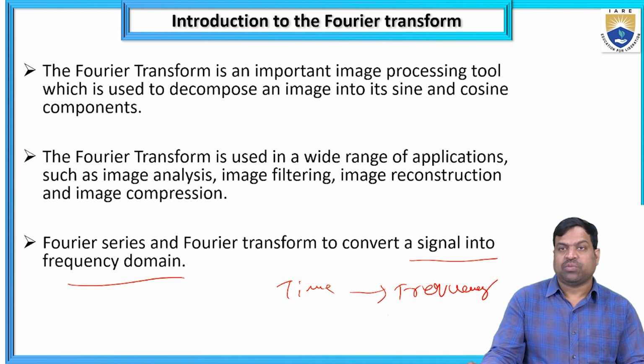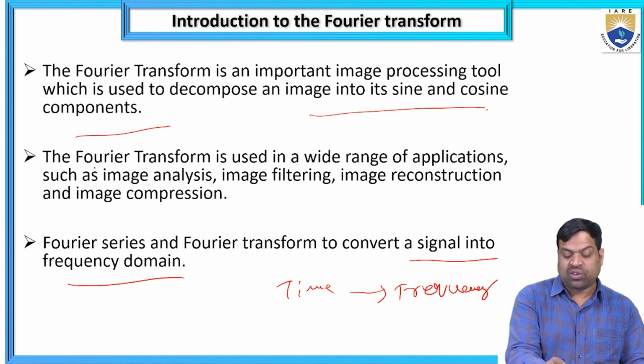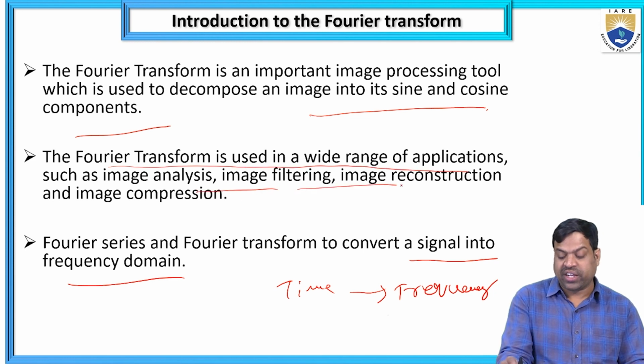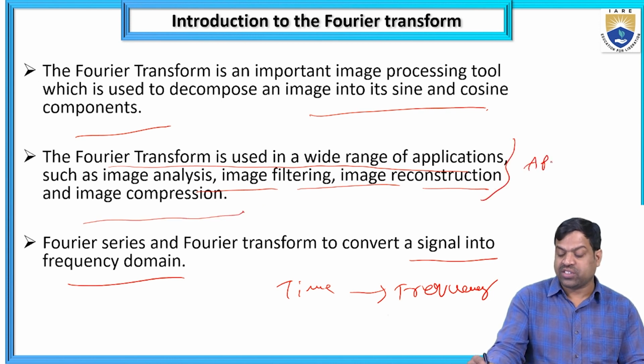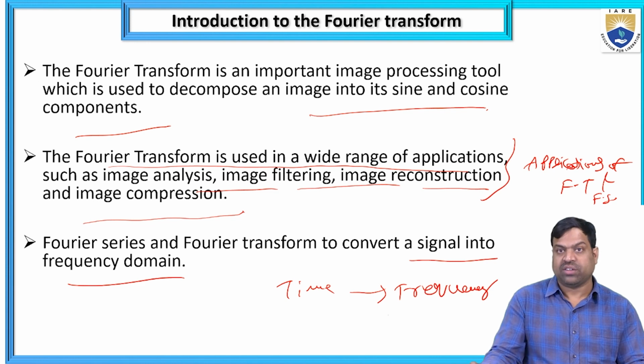So the Fourier transform is an important image processing tool. Why is it important? Because it gives the sine and cosine components of the input images. The Fourier transform is used for image analysis, filtering, image reconstruction and image compression. So these are the applications of Fourier transform and Fourier series. Fourier transform and Fourier series convert the signal into the frequency domain.